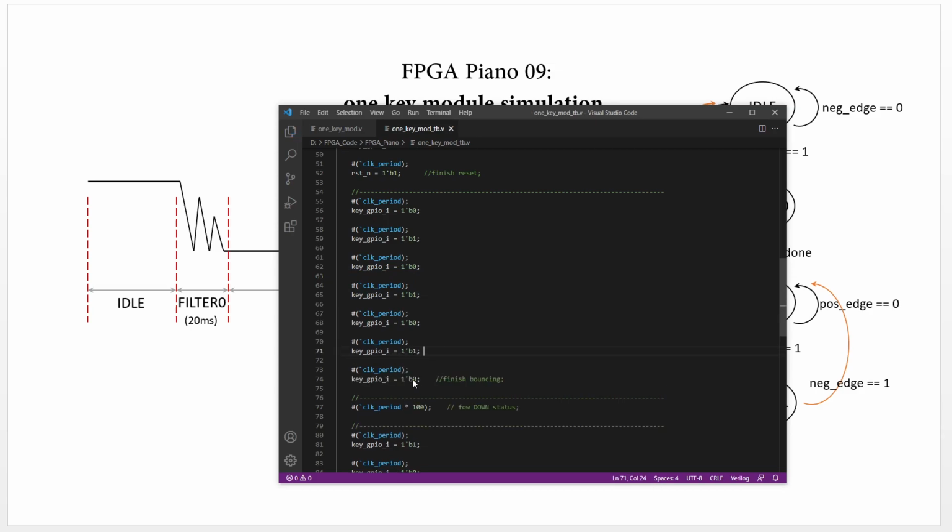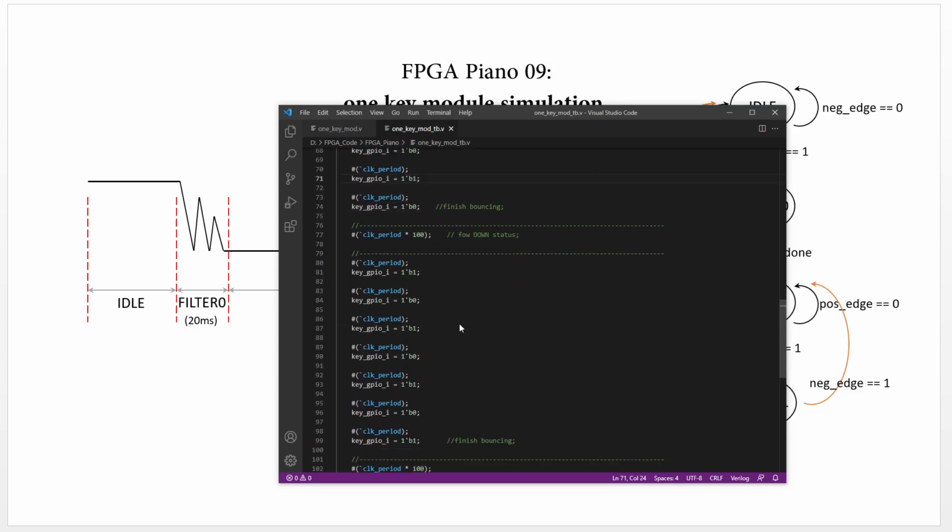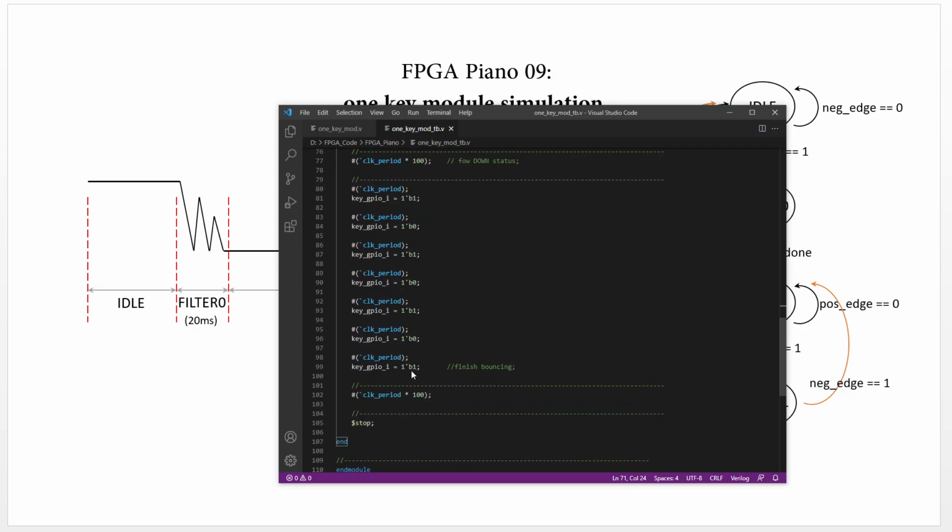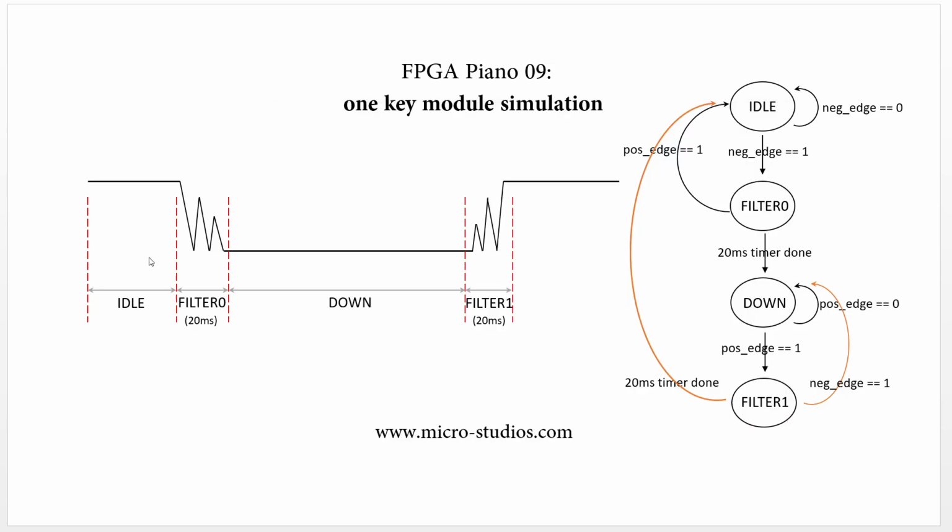But finally, for the first bounce, it needs to keep the low level for the key. The GPIO key should be low level. For the second bounce, the GPIO key should be high level. Okay, to match this position and this position.